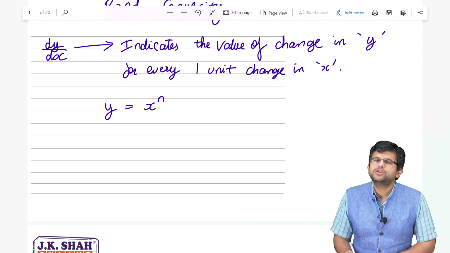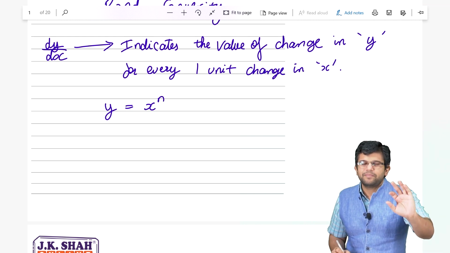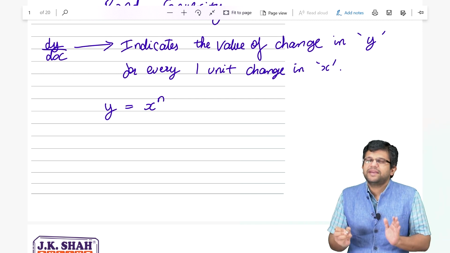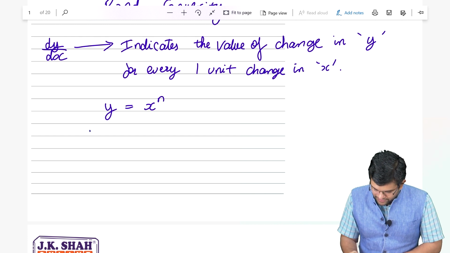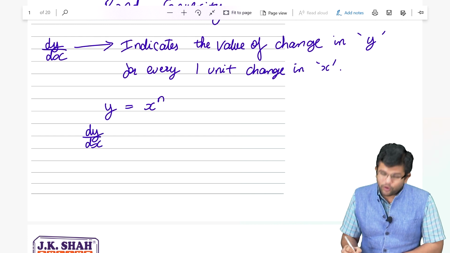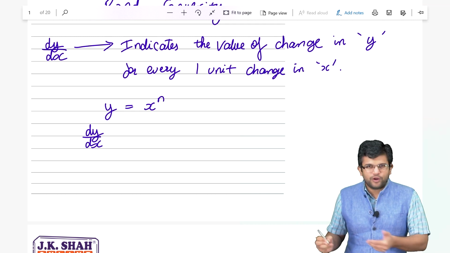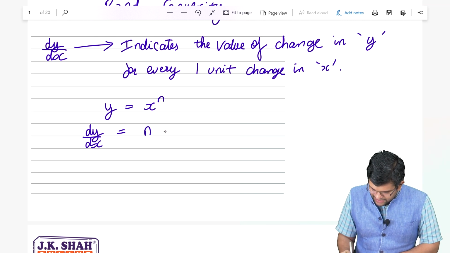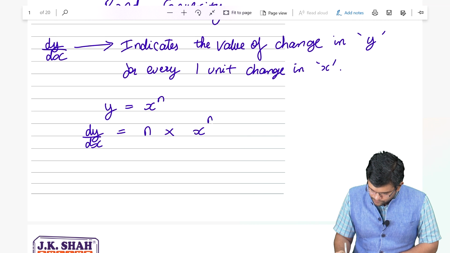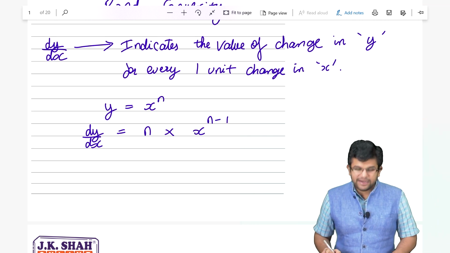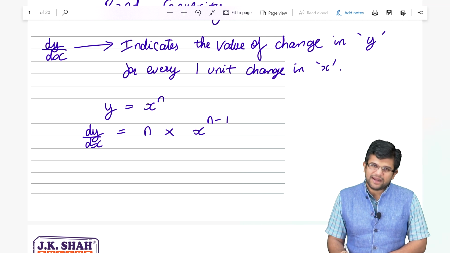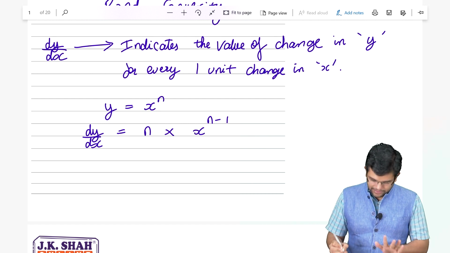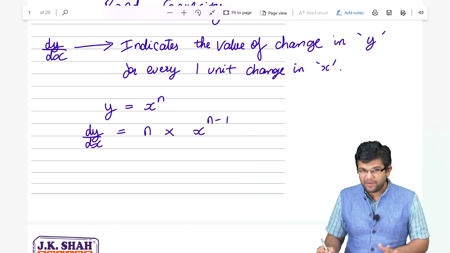For that, the rules of derivatives are many. I'll just give you one simple small rule. I'm not a mathematics teacher here to go into depths of derivatives, but whatever is necessary I will show to you. So children, if I want to find dy by dx, which is the value of change in y for every 1 unit change in x, then the calculation is something like this. It is n into x raised to n minus 1, which means this n comes down into x raised to, and in the power you should do minus 1. Everybody clear till here?